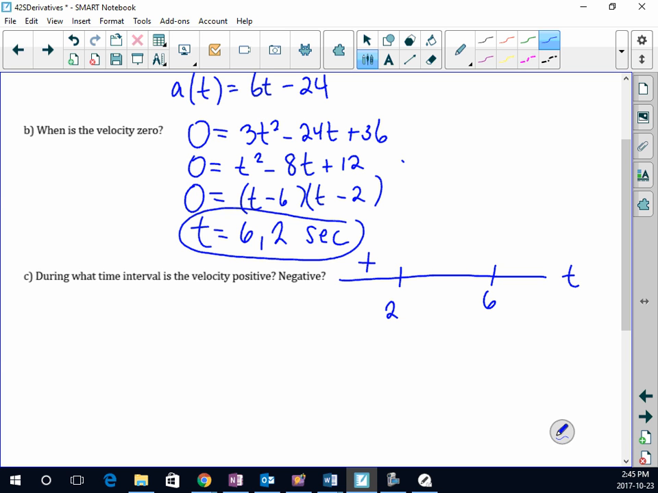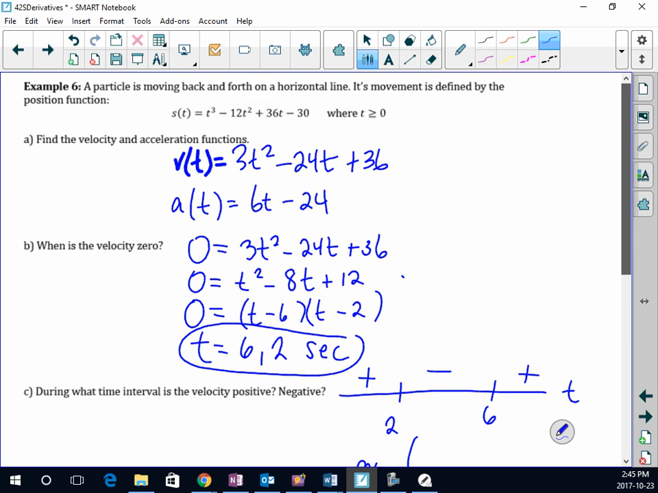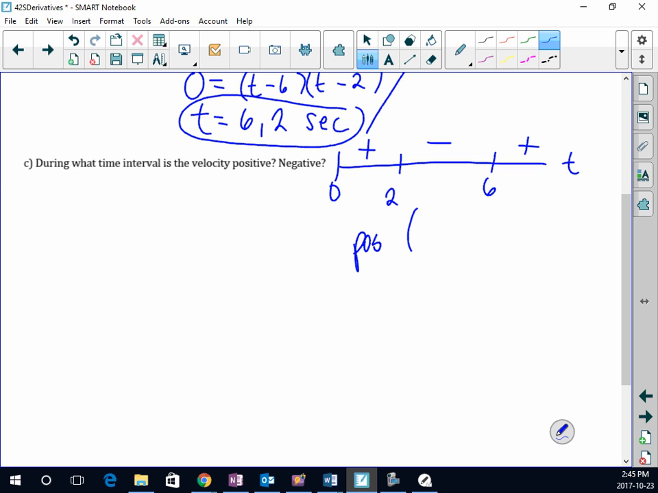Yes. And what about between 2 and 6? Let's say you could put 4. So you get negative. And what about something greater than 6? We get positive. Okay, so velocity is positive from 0... Now, okay, so that's a great question. I think somewhere in the question it actually said t is greater than or equal to 0. So technically this started at 0 there. Yes? Okay, so it's positive from 0 to 2 and 6 to, in this case, infinity, right?